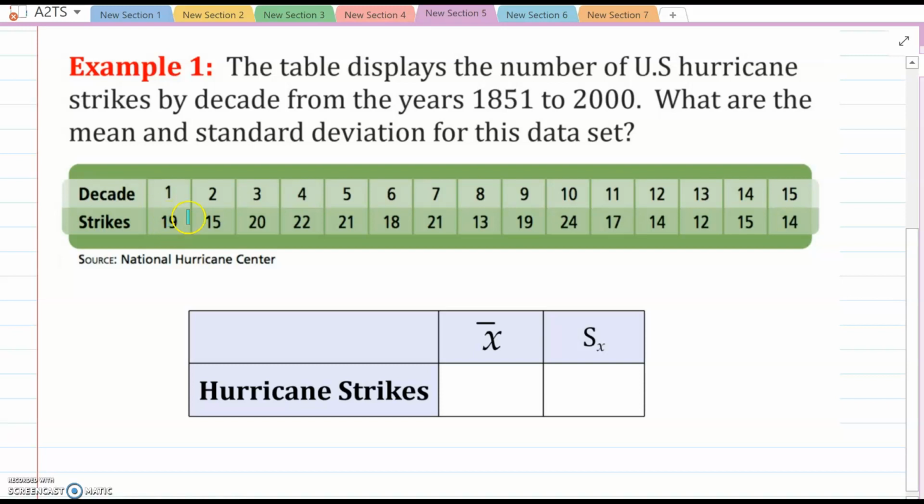And it says in decade 1 there were 19 hurricanes, and so on, up through 2000. It tells you how many hurricanes there were per decade. What we're going to do is take time out and I'm going to have you enter these into your calculator.